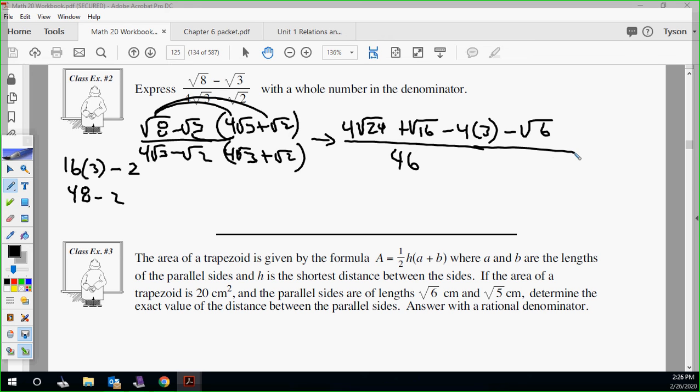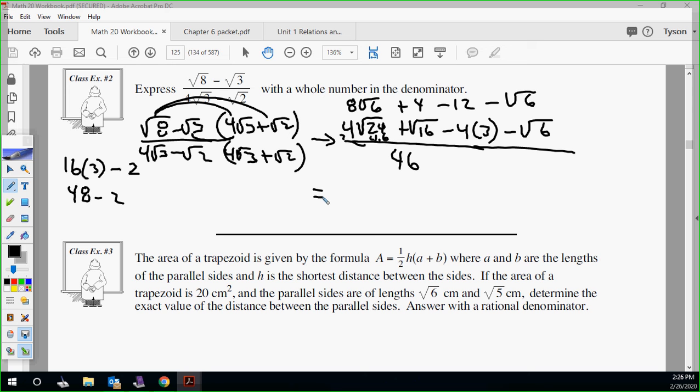So we're going to break the 24 down and simplify the rest. 24 goes to 4 times 6. That comes out as a 2. So this guy is 8 root 6 now. I'm just going to write that here so we can see it. Okay, this one is 4. This one is minus 12. This one's minus root 6. This kind of just skips you having to rewrite the whole thing.